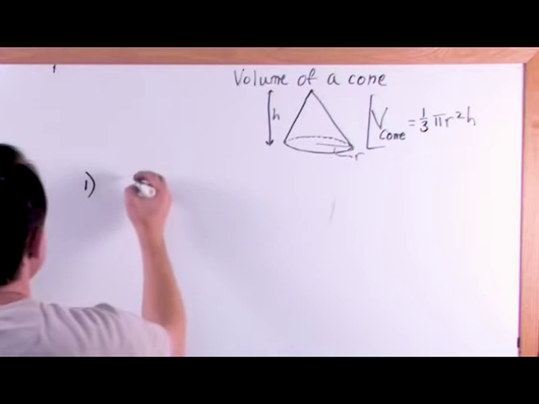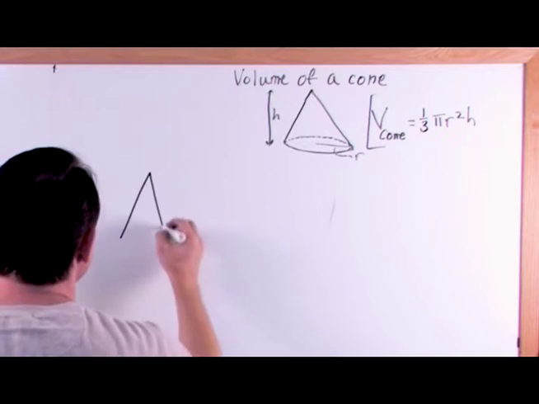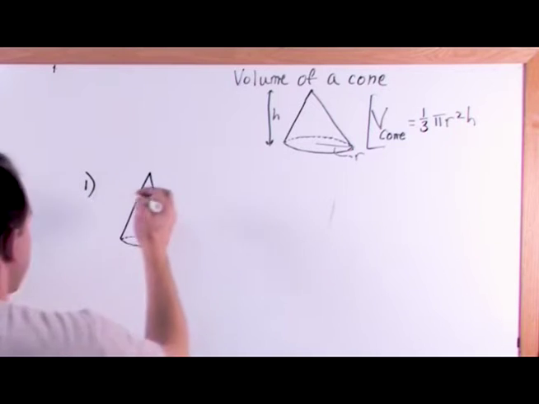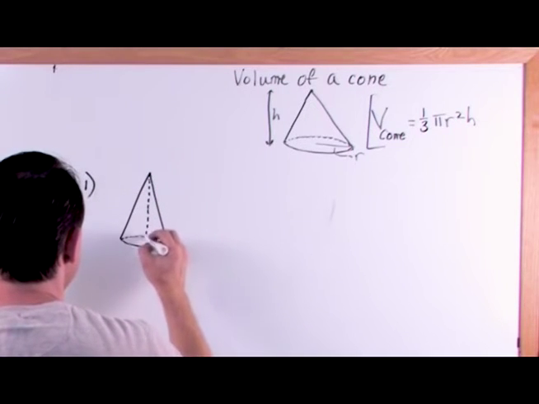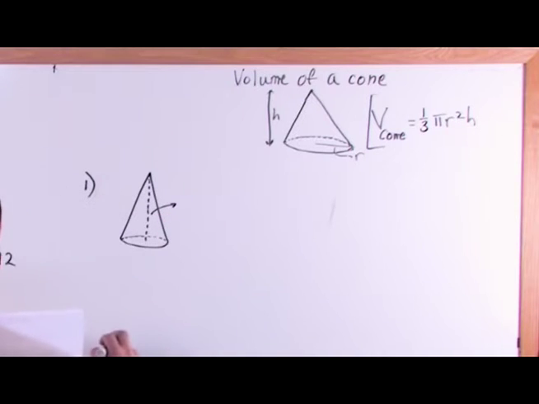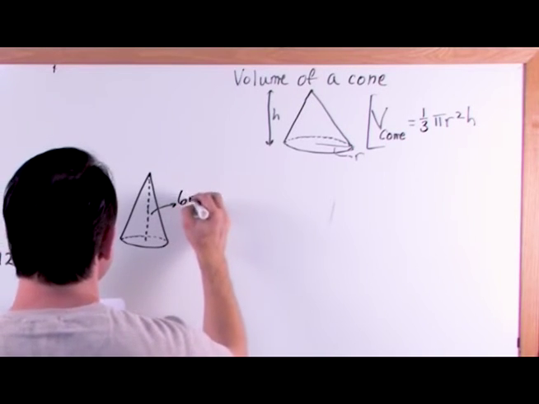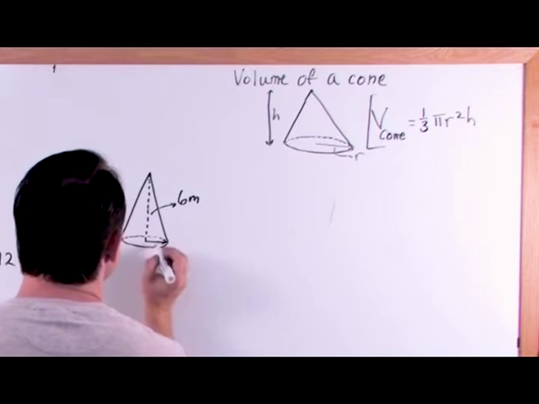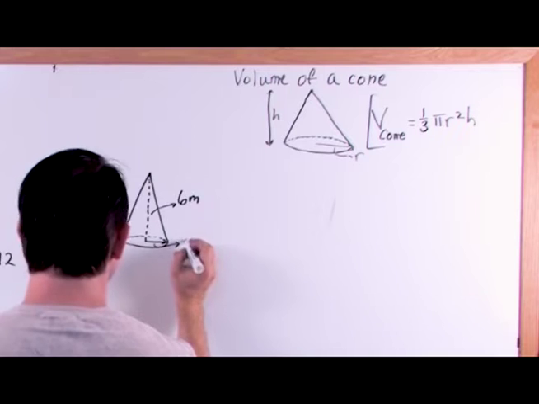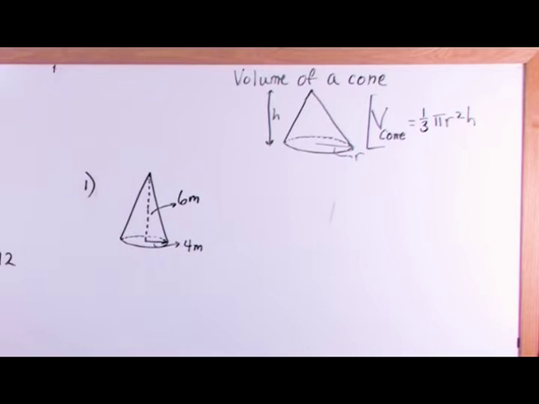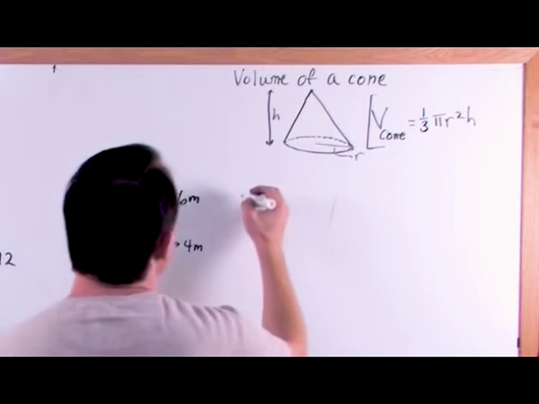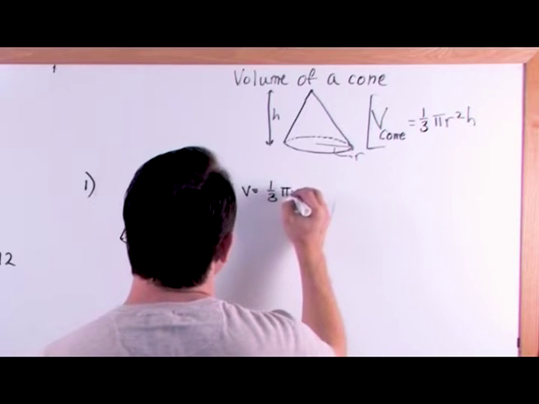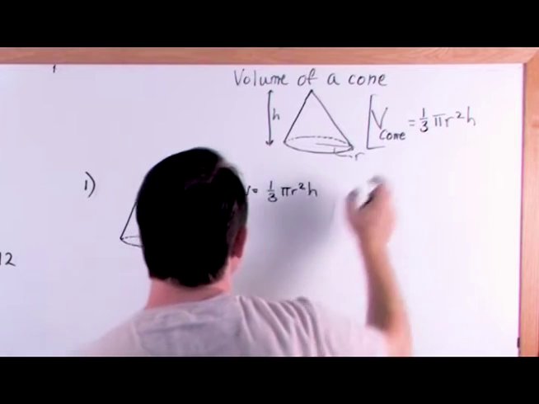And we will show it like this. You have a cone here. Okay, you have a cone there, and the height is given to you as 6 meters. Okay, that's what that means. And this radius here is given to you as 4 meters. This is a radius, 4 meters. So we want to calculate the volume. The volume is equal to 1/3 pi r squared h, same as what we had right here.